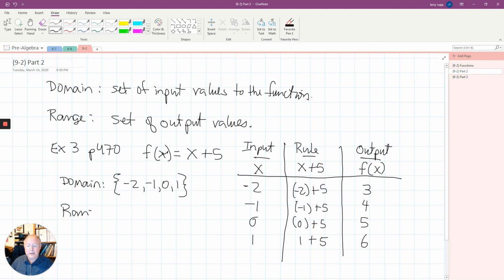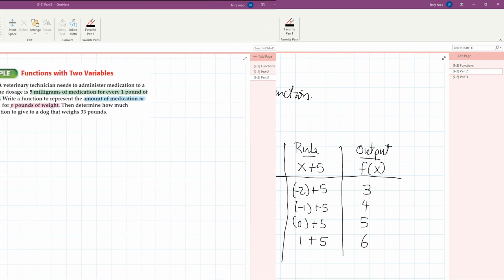What about the range then? The range is the output. The output was 3, 4, 5, and 6. That's really all there is to functions. It's very simple in concept: you have input values, you have a function rule, and then you have outputs.